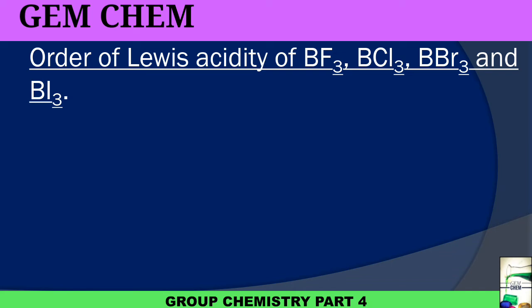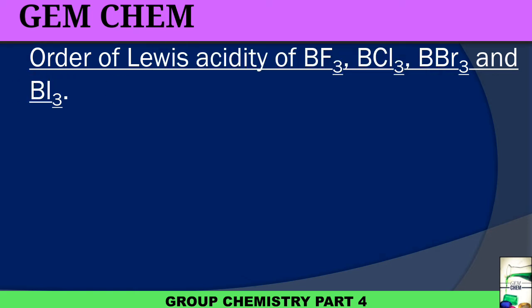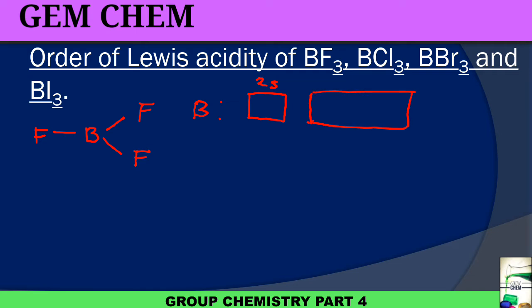Right. Now we will see the next property, that is the order of Lewis acidity of BF3, BCl3, BBr3 and BI3. First we have to know the bonding in BF3 in order to understand this better. So for BF3 we have F, B, F, F, right? And for the boron we have the configuration like this. This is 2s and here we have 2p, which is in the ground state.